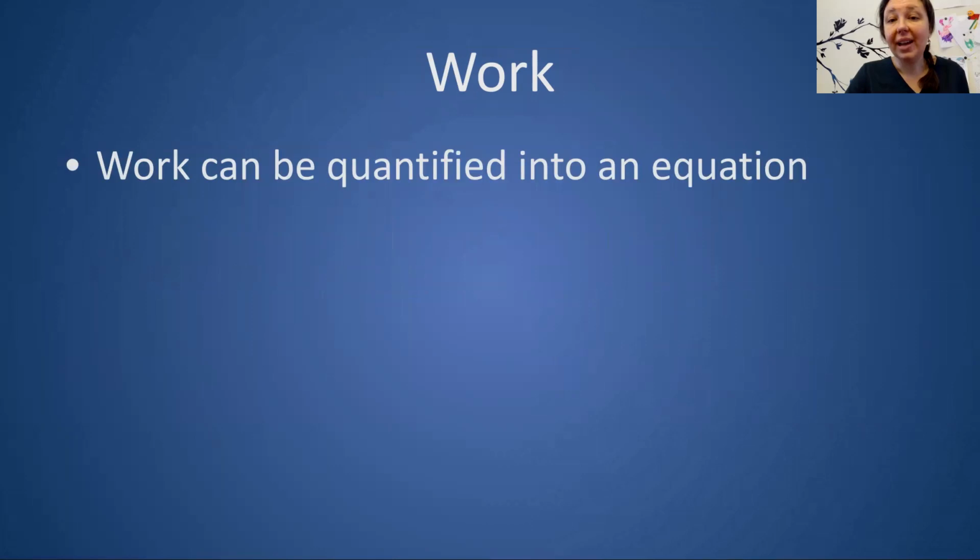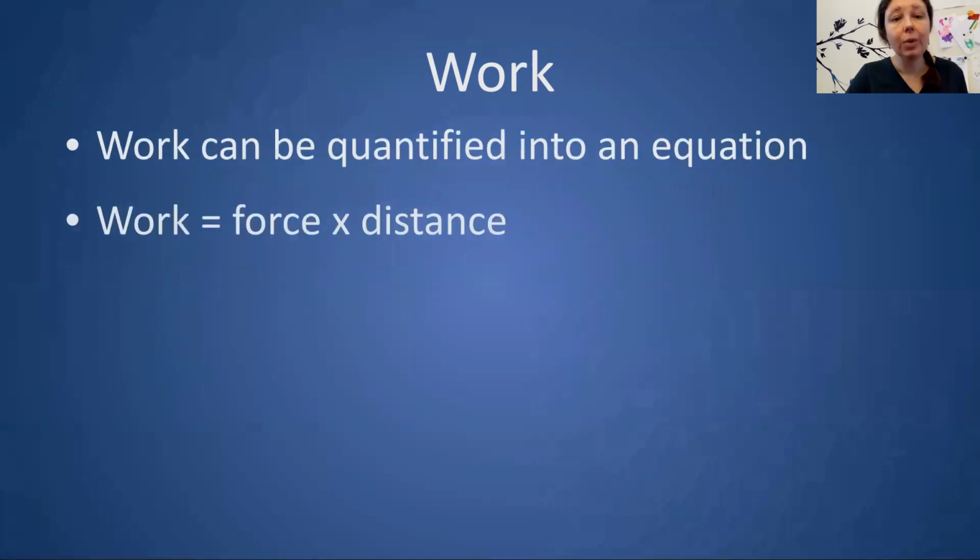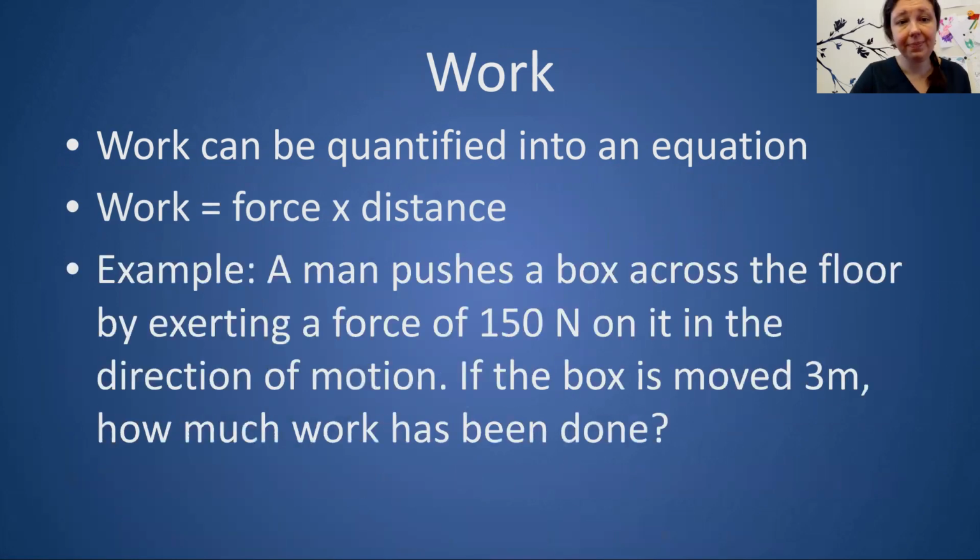Work can be quantified into an equation. Work is equal to the force times its distance. So if I have the example of a man pushing a box across the floor, exerting a force of 150 newtons on it, in the direction of motion, if the box moved 3 meters, how much work has been done? And if I do that math, I end up with 450 joules of work.